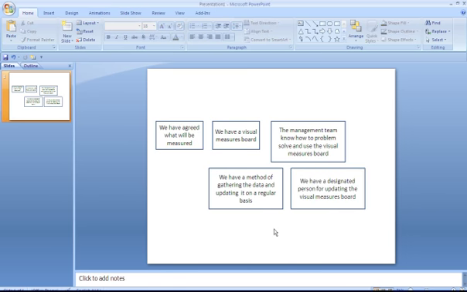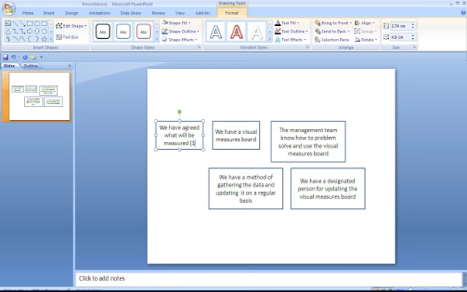Simply what we now want to do is agree some time scales, some rough elapsed times, and in this case we have agreed what will be measured. Well, let's just assume that that would be a one-day objective. We had a visual measures board. Again, let's just say very short objective, half a day. The management team know how to problem solve and use the visual measures board. Well, we'll think about the actions, which was design the course, invite them, run the course. That's possibly a 3-day objective.